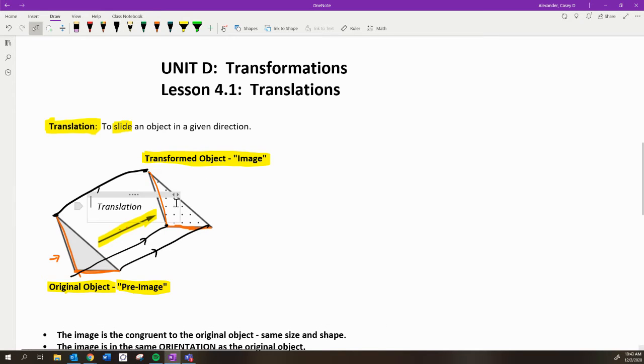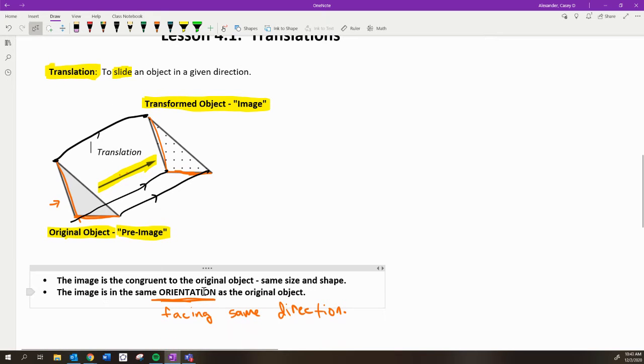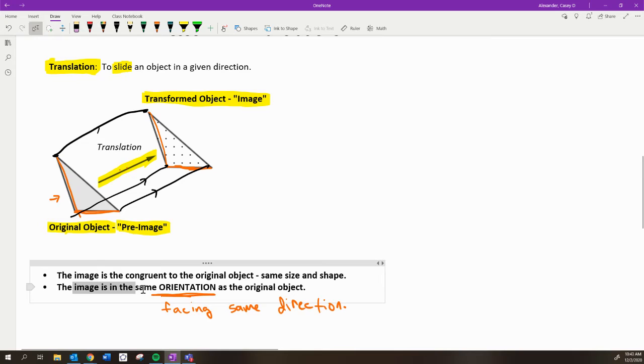And you get a new triangle that is congruent to the original object. It's the same size and shape, and it's in the same orientation. It's facing the same direction, right? It's still sort of sitting upright. It hasn't been flipped or spun or anything like that.